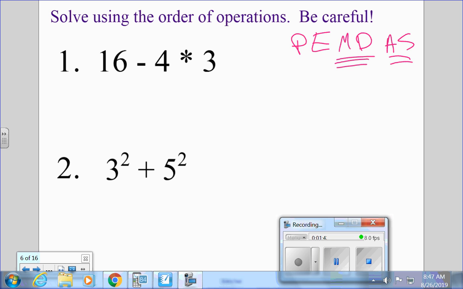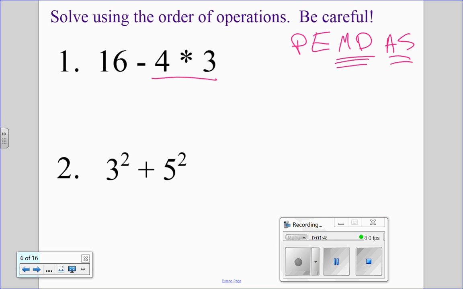Caspian? 4 times 3. Perfect. So the 4 times 3 is going to happen first. That's going to give us 12. Multiplication happens before adding and subtracting. And then we'll finish it off with the 16 minus 12.